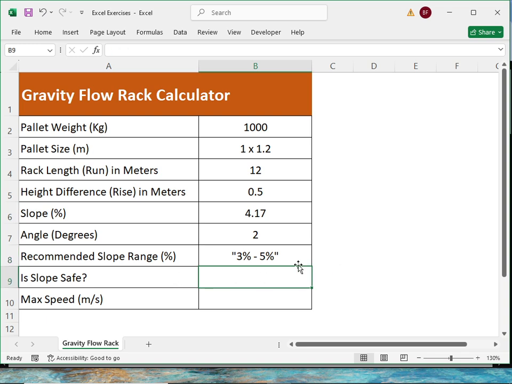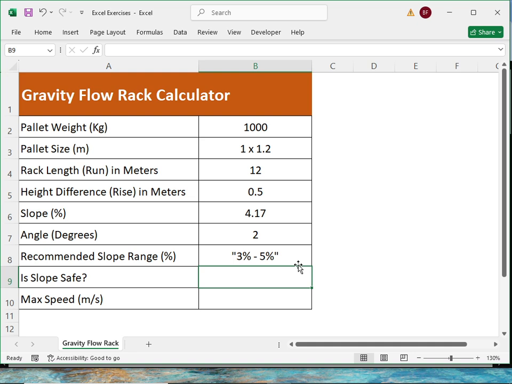Then I'm going to find out whether the slope is safe. If it is safe, then we say yes. If it is too steep, it's not safe. And if, for example, the height difference is too low, it would be too flat, and the pallet will not move from one end to another. If it is too steep, the pallet will move faster and it will not be safe for the pallet or for the cargo. So it should be within 3 to 5%.